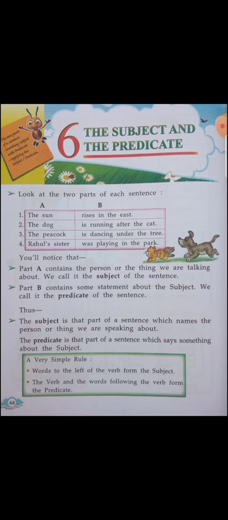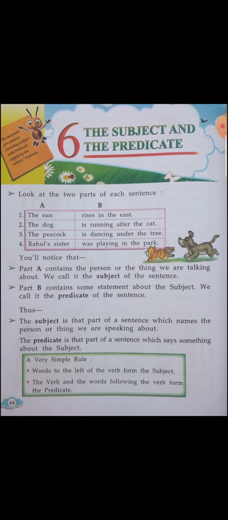Let us start with the first sentence. The sun rises in the east. First, we'll find out the verb in this sentence. Verb શું છે? Rises. Verb એટલે action word. Eat, play, sing. These all are verbs. So in this sentence, rises is the verb.